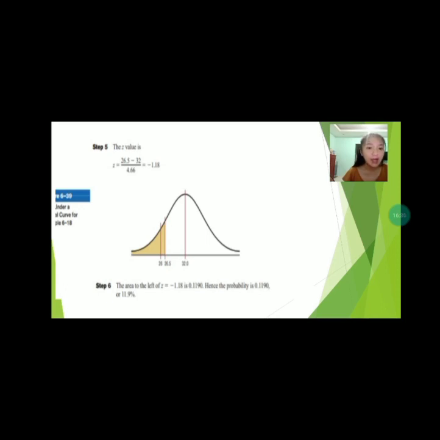This is the normal distribution as a binomial approximation. The area to the left of 1.18 is equivalent to 0.1190, so the probability is 11.9%. So this is the end of my topic, which is the normal distribution as an approximation to the binomial distribution.